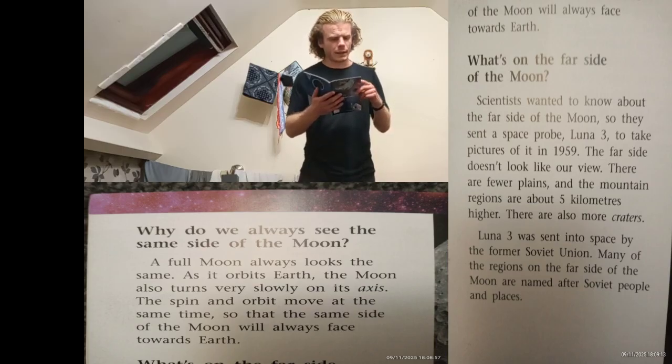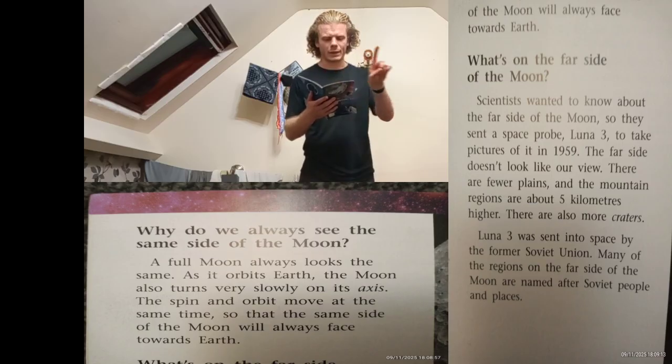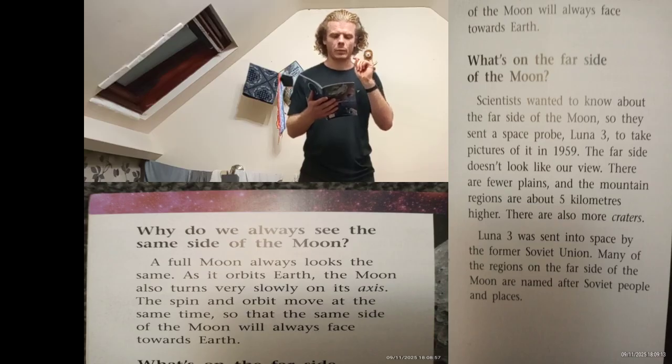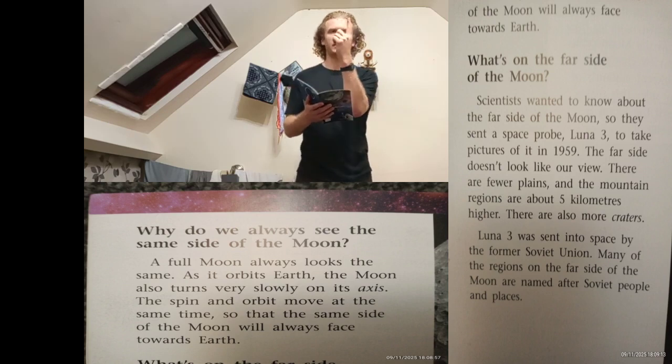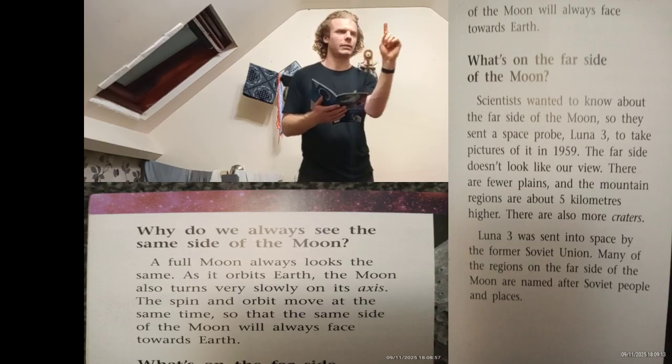Now first, why do we always see the same side of the moon? A full moon always looks the same as it orbits Earth. The moon also turns very slowly on its axis. The spin and orbit move at the same time, so the same side of the moon will always face towards Earth. While the moon is making one orbit around the Earth, it also makes one spin on its own axis. It's always facing the same side.